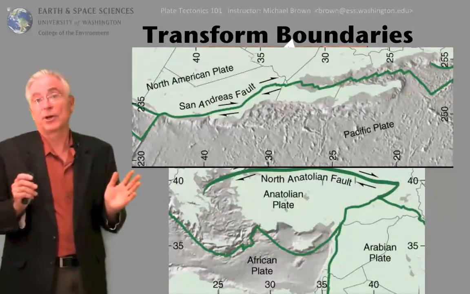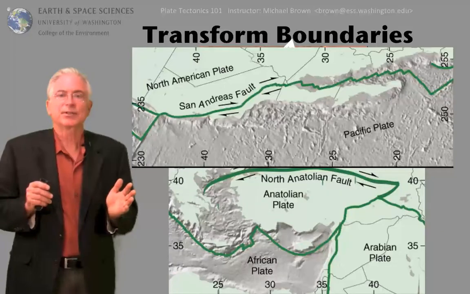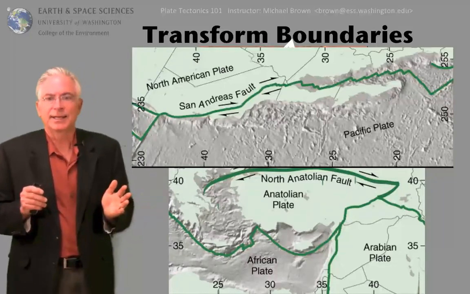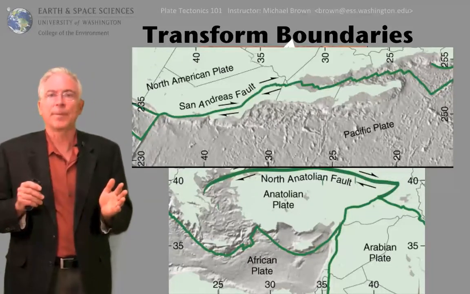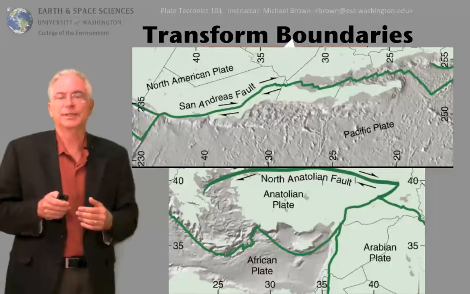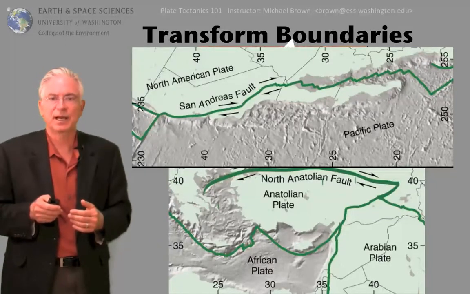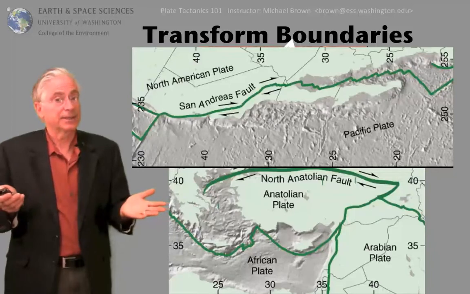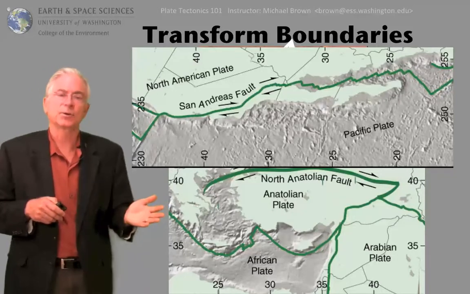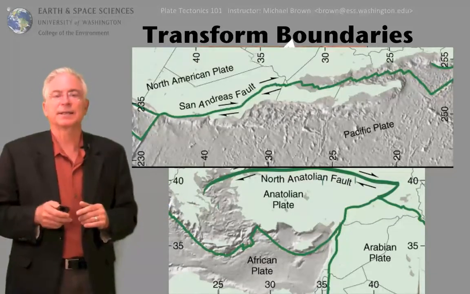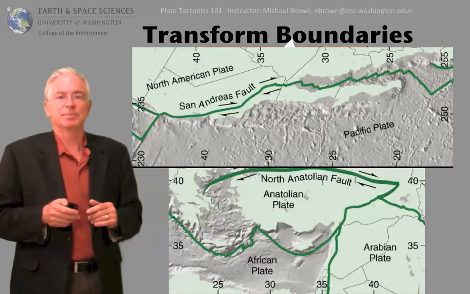Another example of a large continental transform boundary is the Anatolia Fault, which runs from Central Asia all the way over into Turkey. Here you have, again, side-by-side motion between an Anatolian small plate and the Eurasian plate to the north.